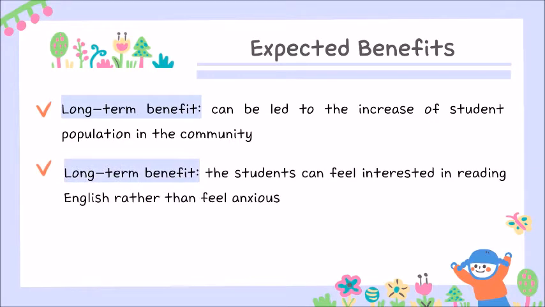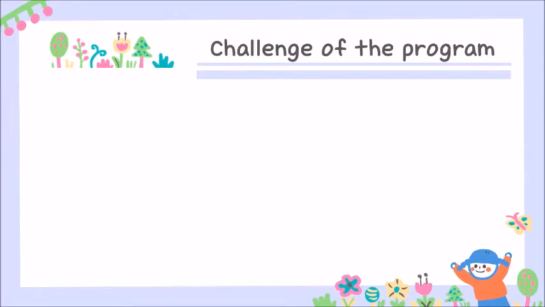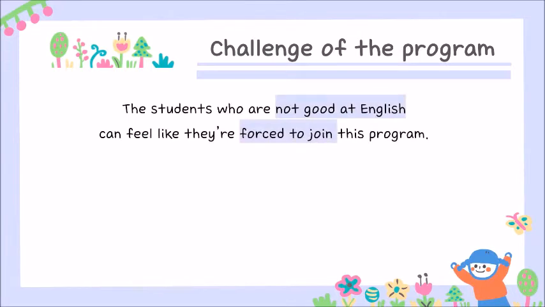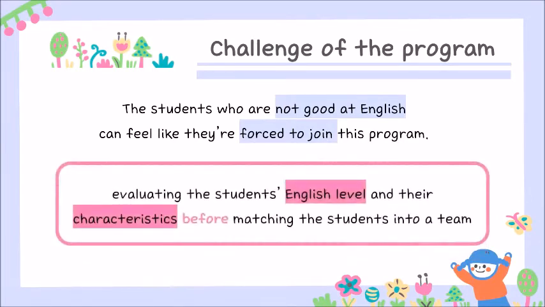Also, the students can feel interested in reading English rather than feel anxious when they need to read something in English. The expected challenge of this program is that the students who are not good at English can feel like they're forced to join this program. We can mitigate this problem by evaluating the students' English level and their characteristics before matching the students into a team. Teachers can match the students considering their English level and their personalities. If the students are matched with a partner who has a similar English level, or a student who has a higher English level but can teach them kindly, then they'd feel much better to join the program.